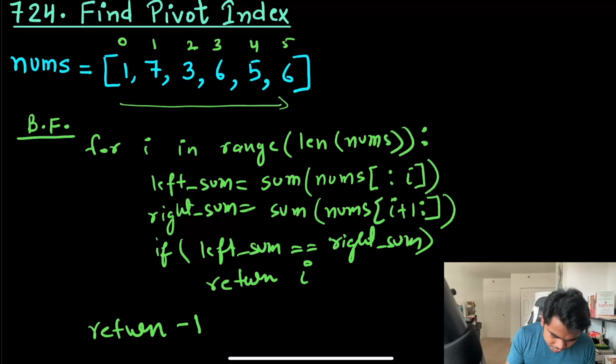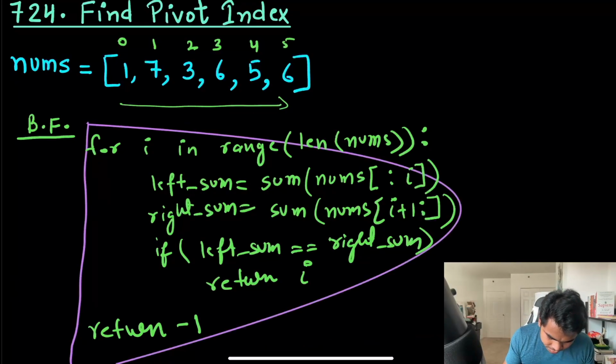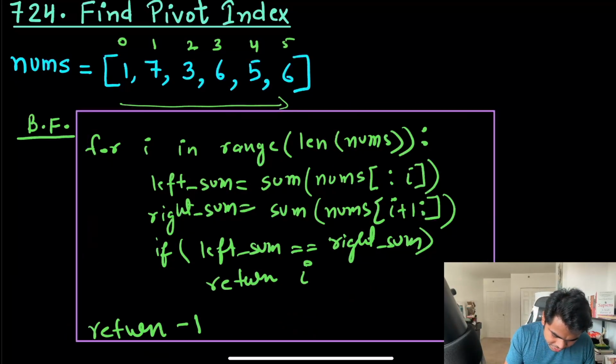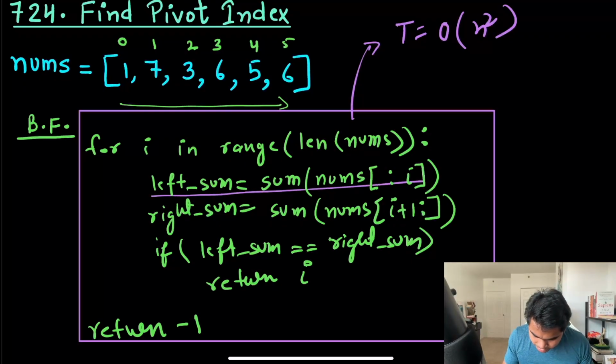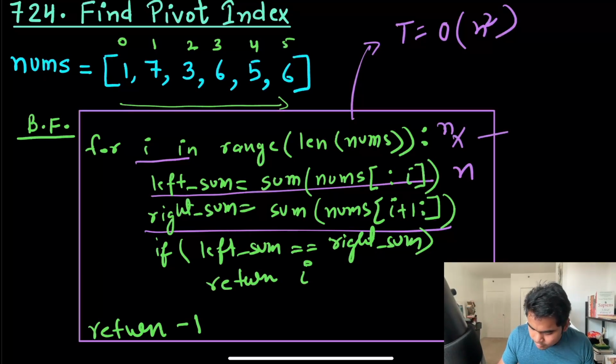So what is the time complexity for this? You might see right now and think, oh, this appears to be big O of n, but actually it's not. The time complexity is actually n squared, and the reason is these two sums in themselves take big O of n, and this outer loop basically makes the time complexity big O of n squared. And for space, we do not have any space complexity. So that is the brute force solution.